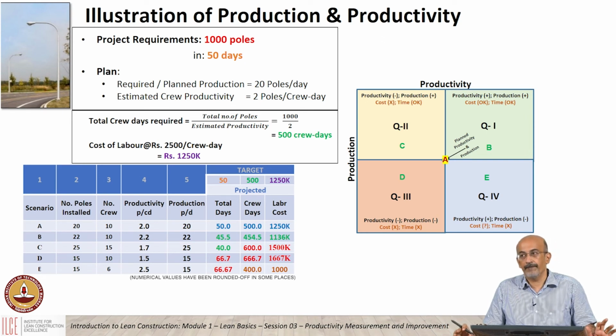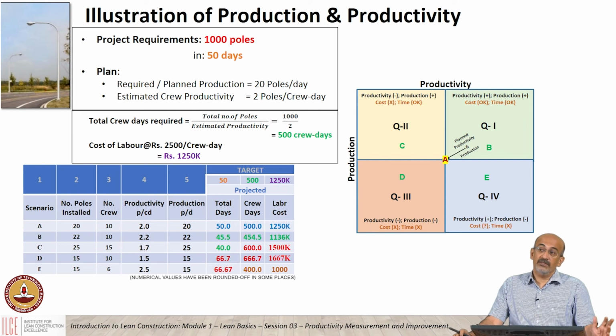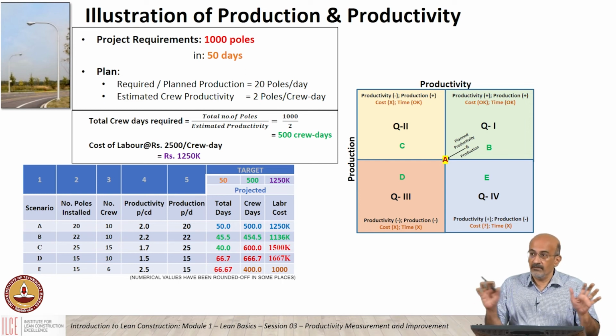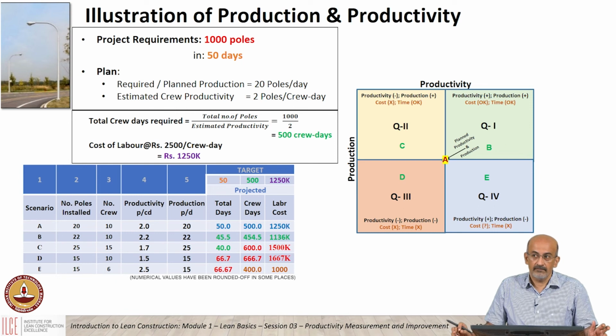Yeah. So actually, can we say that productivity is directly proportional to production? It's not directly proportional, no. We just found that in this whole exercise. If it were proportional, then I wouldn't have 4 quadrants, right? Yes, sir. That's why I was confused. They are not related to each other.